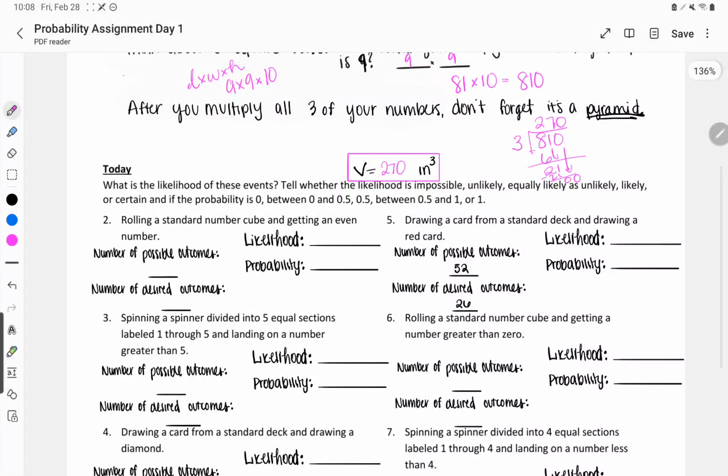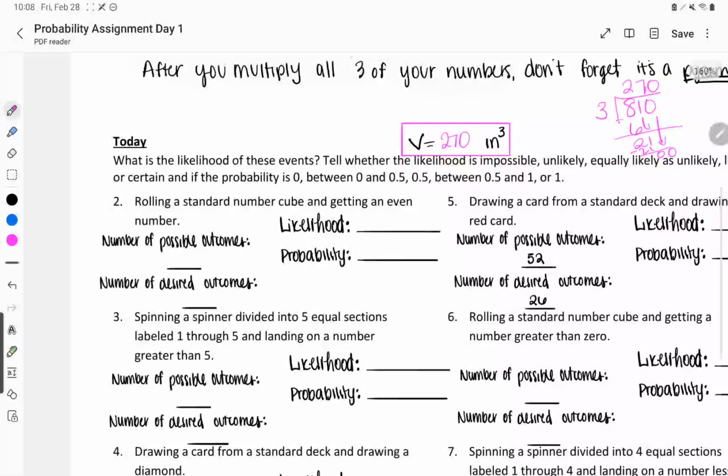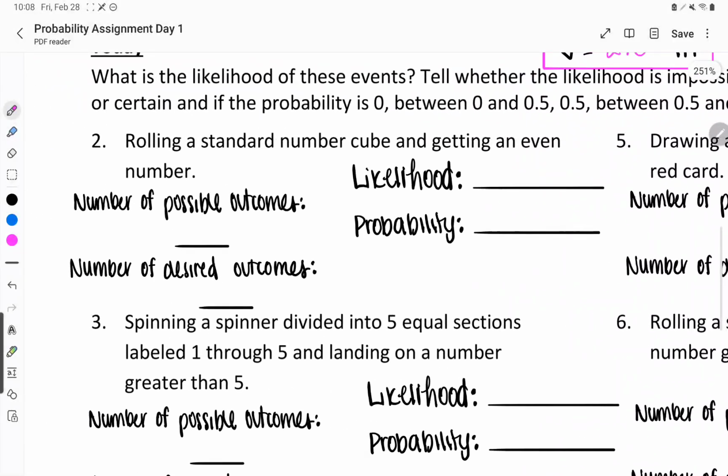Okay, so today we're going to be talking about the likelihood of events. So we have impossible, unlikely, equally likely as unlikely, likely, or certain. And if the probability is 0, between 0 and 0.5, 0.5 and is straight up 0.5, and between 0.5 and 1, or just 1. Okay, so it says rolling a standard number cube.